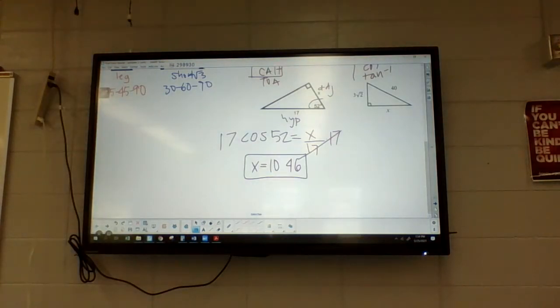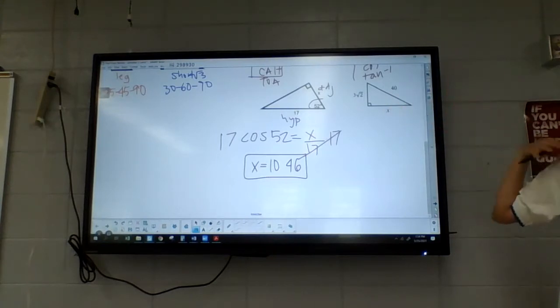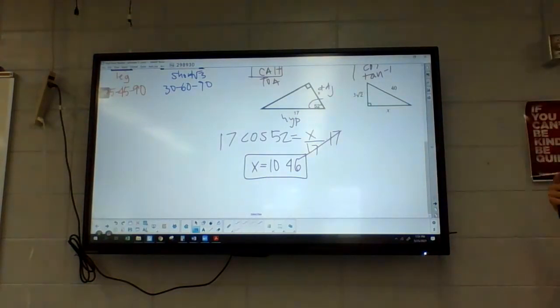Now the next one might be a little confusing. You might wonder, should I use a special right triangle just because I see the square root of 2? We don't know for sure that this is a 30, 60, 90 or 45, 45, 90, so we can't do that. We know 2 of the sides out of the 3, so if we want to find that third, instead of using trig, we're going to use Pythagorean theorem for this.